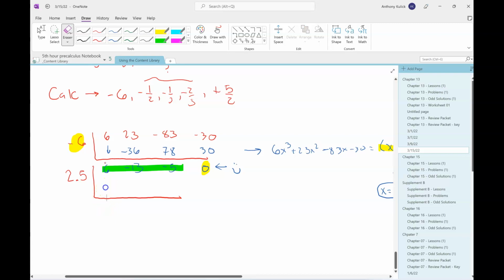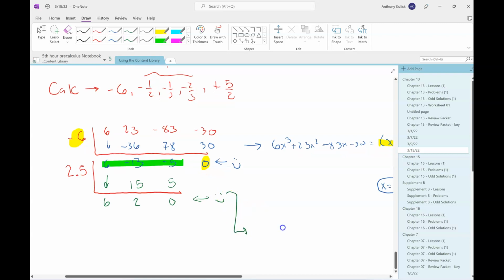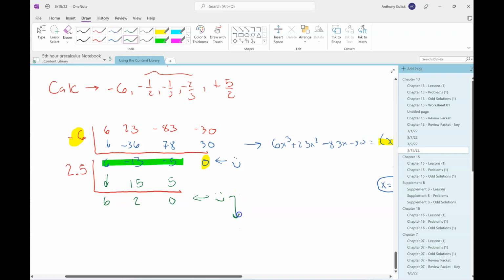So we repeat here. Let's use a different color here. So bring the 6 down. 6 times 2.5 gives me 15. And then 2.5 times that is 0. Hey. So what is this saying then? It says that 6x squared minus 13x minus 5 is equal to x minus 2.5 times 6x plus 2.